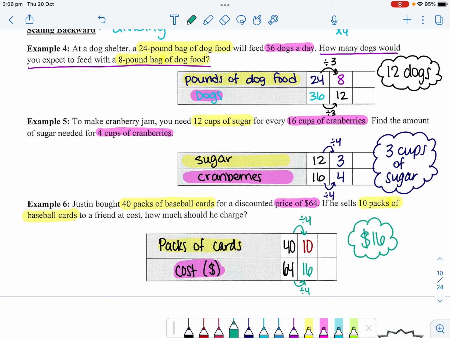Okay, and this was scaling backward. So we had a larger value and we were trying to get to a smaller value. To do that with a fraction or with a ratio, we are going to use multiplication or division. In this case, we are using division because that value is getting smaller.